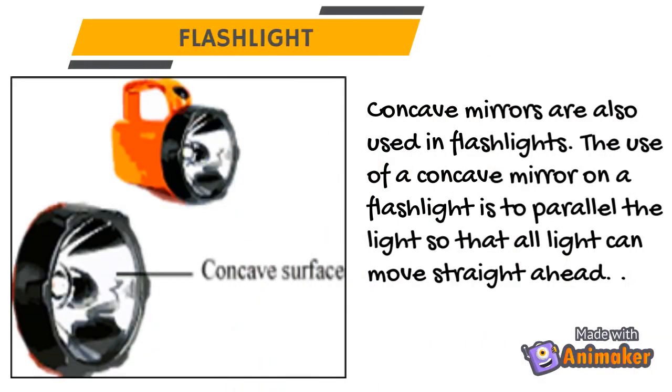Next is the flashlight. Concave mirrors are also used in flashlights. The use of concave mirror in a flashlight is to make the light parallel so that all light can move straight ahead. If you open the glass front cover of the flashlight and remove the concave mirror, the resulting light will widen in all directions and cannot illuminate objects or road surfaces at a distance.